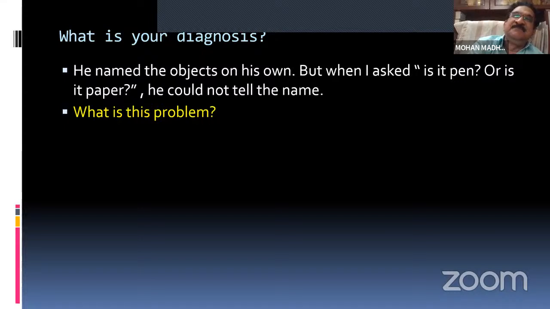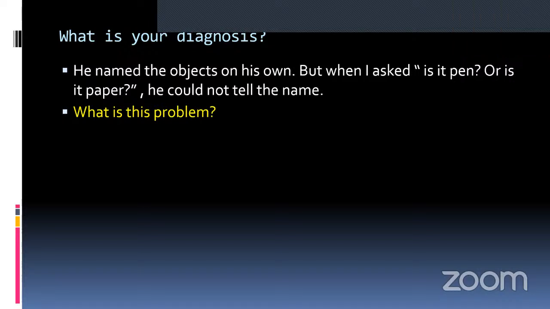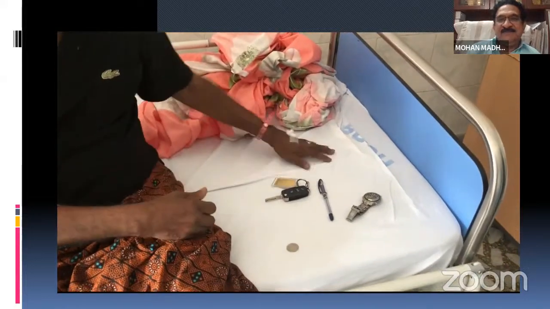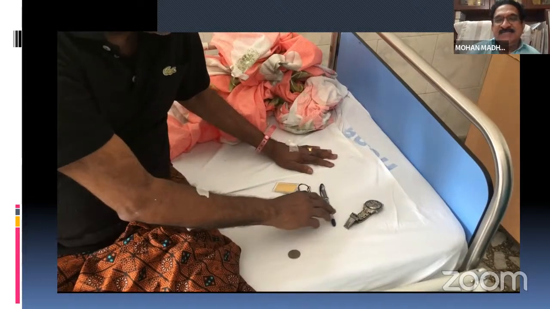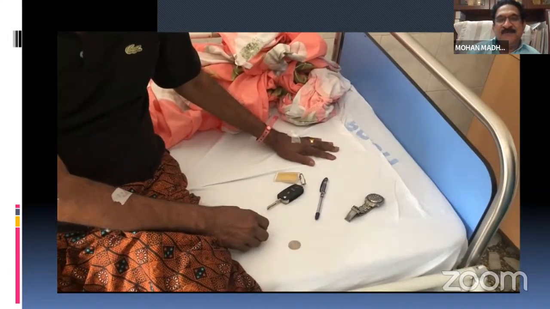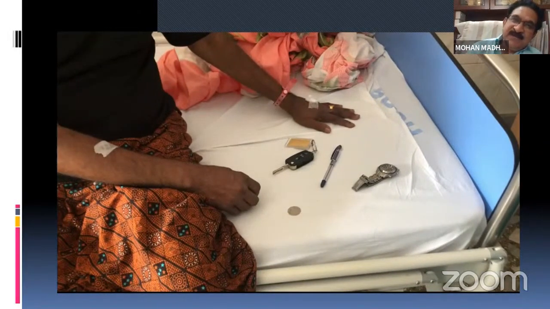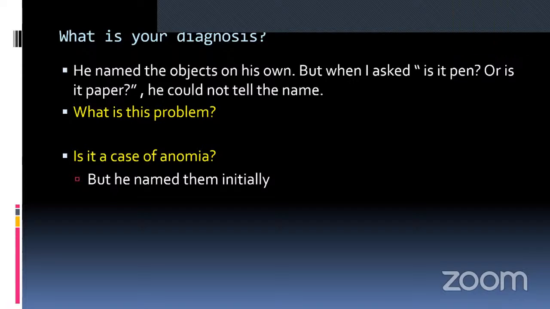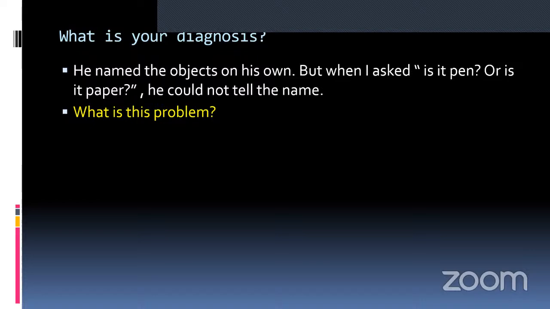But how did he name initially? If it's visual agnosia, he named all the three objects when they were placed on the bed. Sir, you remember the first video? He was touching everything. So probably he was using a different modality. Even before touching, he said it once. He touched the watch correctly, and before touching, he told the name. Conceptual can be visual anomia, optic aphasia, or visual agnosia.